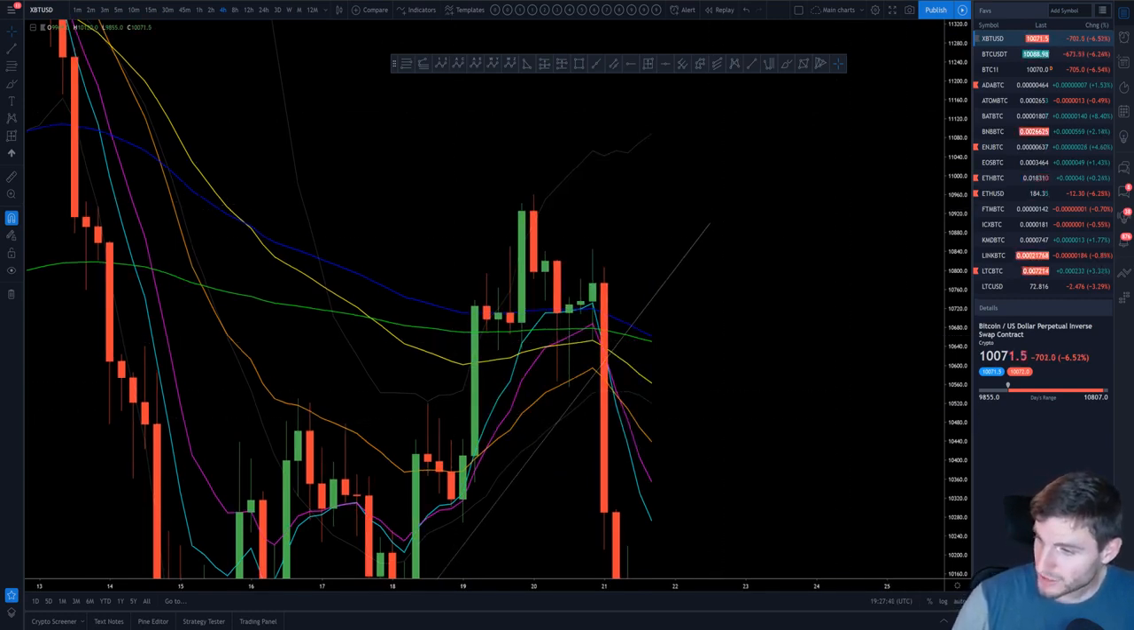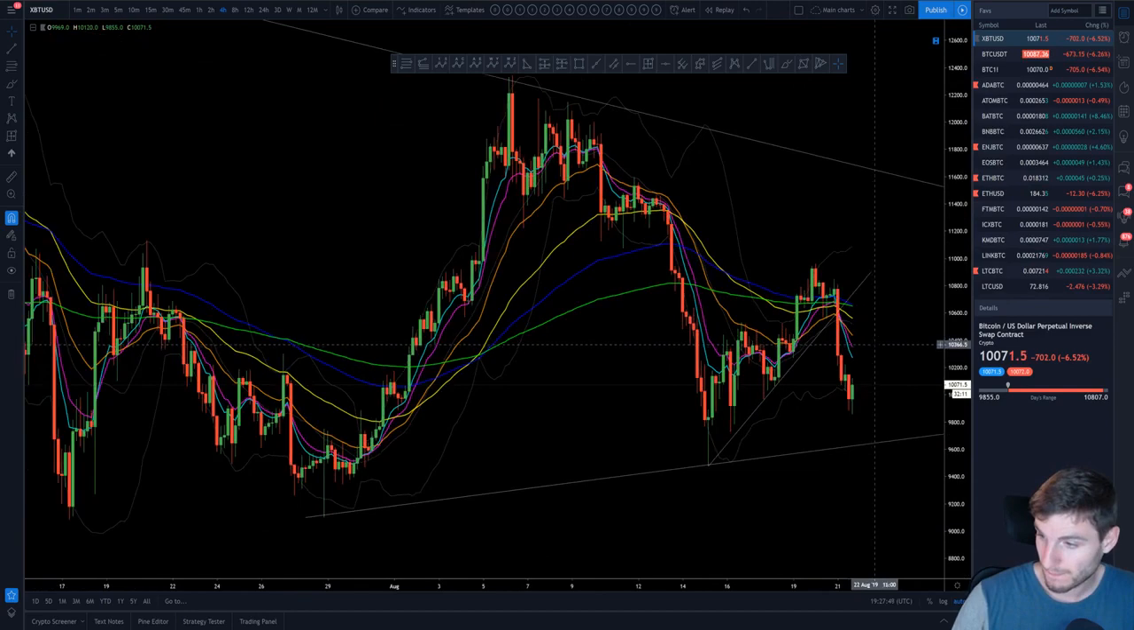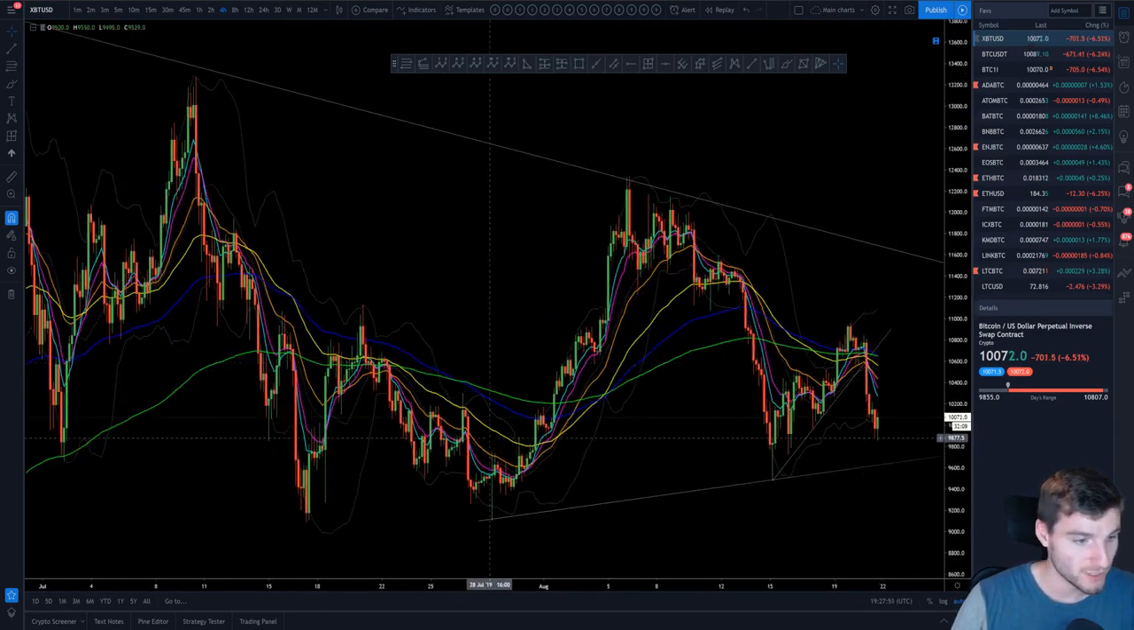Could it be that we are just retesting the downwards trend line from the 6th of August that broke to the upside for Bitcoin? From the 6th of August.